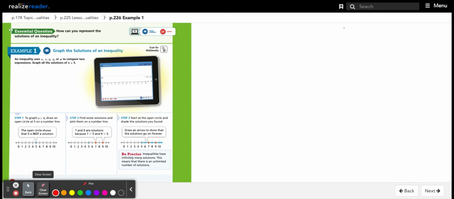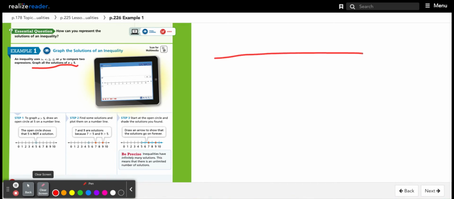The example 1 shows us that we're going to graph all the solutions for x is greater than 5. So first, they have the steps broken down for us right here. This is exactly how we're going to be graphing these. Step 1 says to graph x is greater than 5, draw an open circle at 5 on a number line.